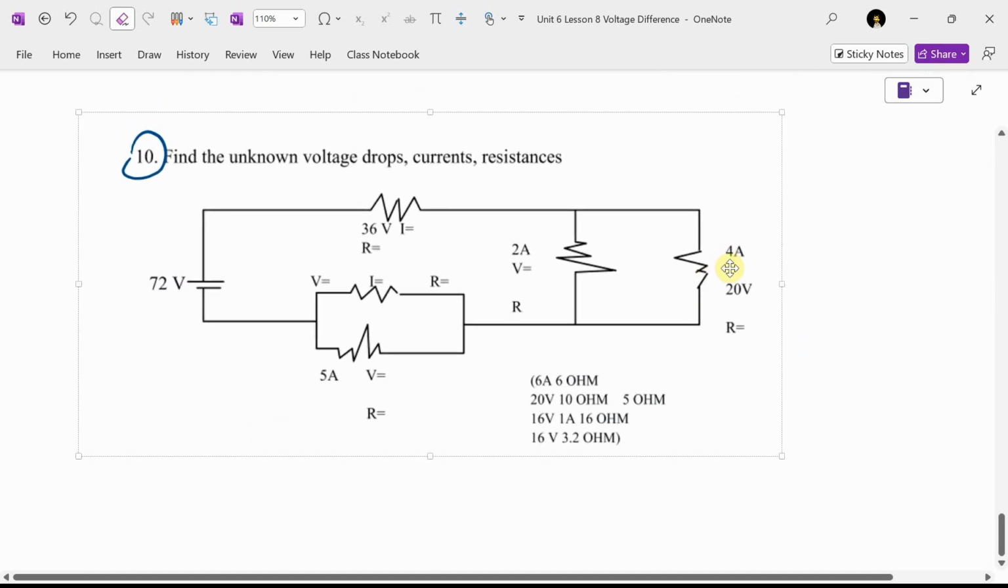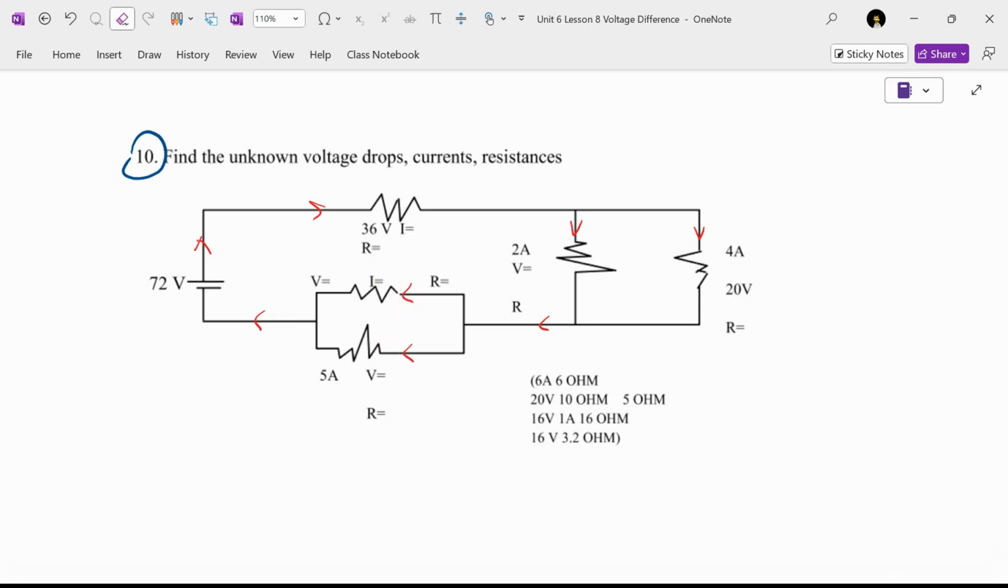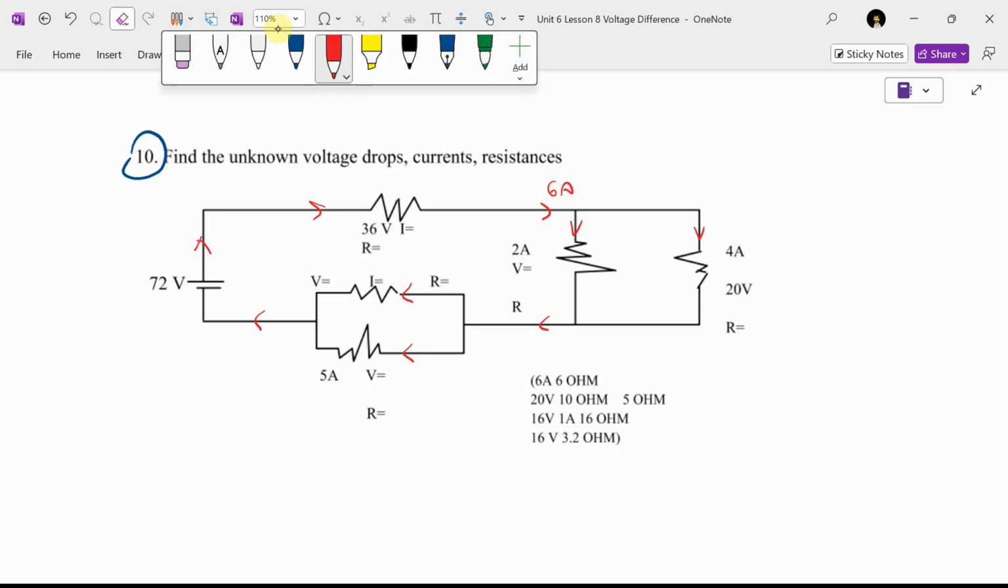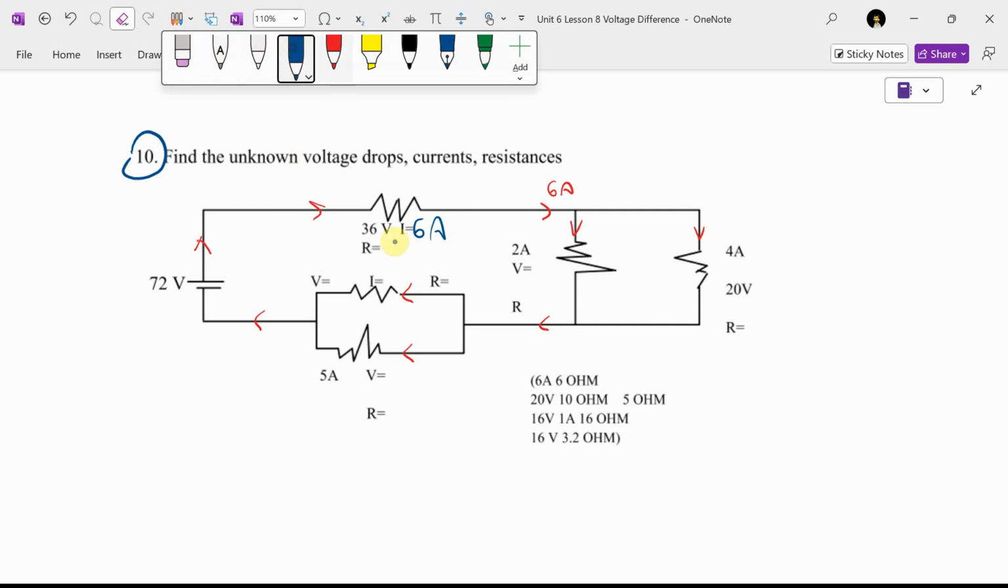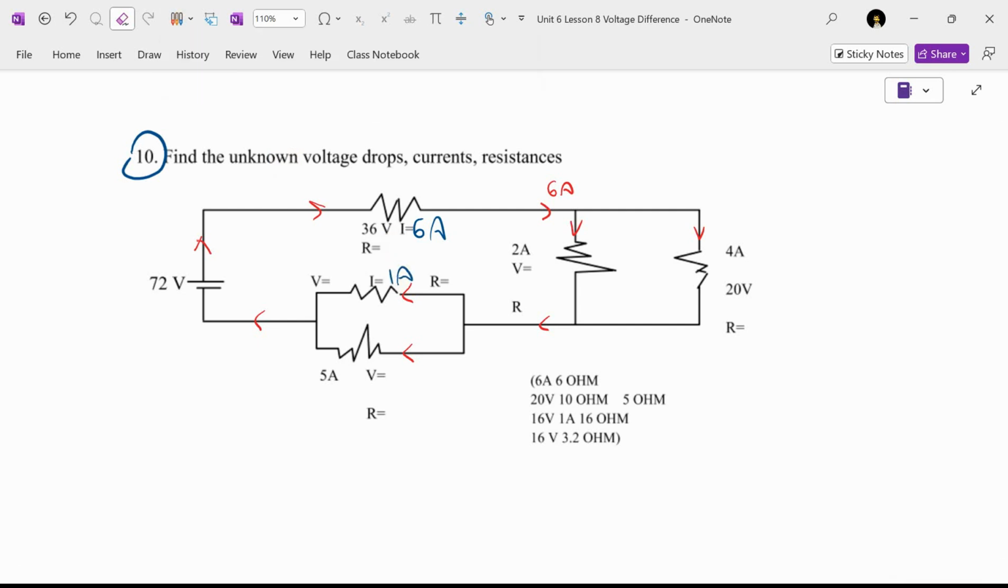I'm starting by labeling downhill. Downhill, downhill, downhill, downhill, downhill, downhill, downhill, downhill. I can find the resistance, but I'm not that interested. First, I'm going to try and find total current. Oh, yeah. I got 2 amps right here. I got 4 amps right here. That means I must have had 6 amps coming in. That means this has got to be 6 amps. Not only that, that means if that's 5 amps, this has got to be 1 amp. That's not too bad.